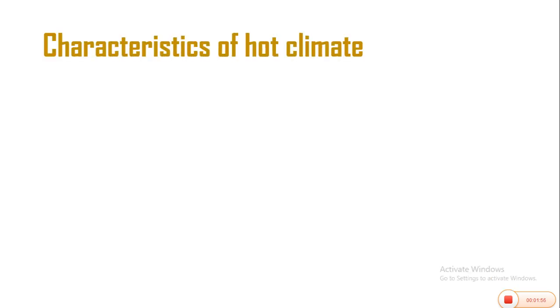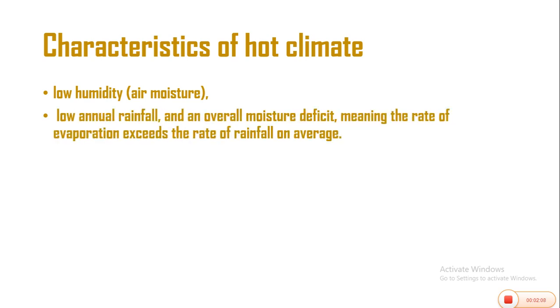Let us look at the characteristics of the hot climate or the desert. There is low humidity, that is air moisture, in the hot climate. There is low annual rainfall, and there's an overall moisture deficit, meaning that the rate of evaporation exceeds the rate of rainfall on average.